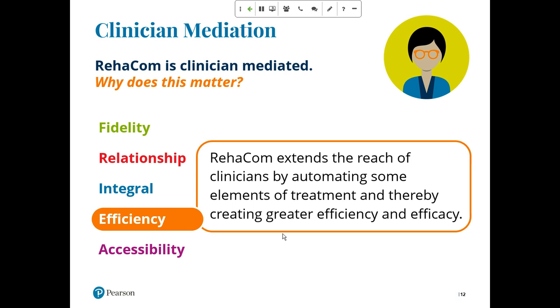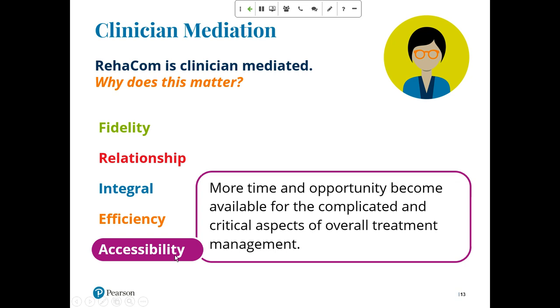We're not adding to your time. Rather, what we may find is that we can help you do your job and save some time, particularly in such things as note-taking or record-keeping or the ability to monitor a patient's performance. So by automating some of those elements, you then can be freed up to do other tasks, and it allows you to become efficient as clinicians. Also, accessibility. Because there's more time and opportunity available, there are different aspects of overall treatment management that allow you to be engaged and to be able to perform your job.